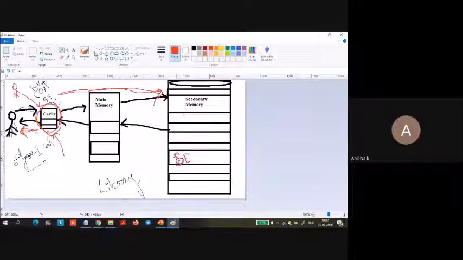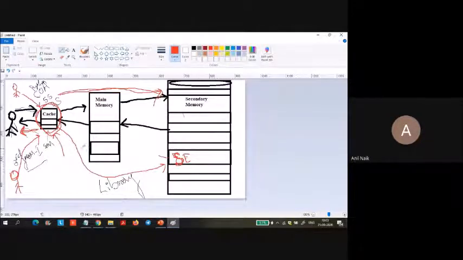Suppose Abhishek will come now. He's interested, in the first semester only, in going for some software engineering concepts. So Abhishek will come and issue a software engineering book, because software engineering is not available in the cache memory. So the librarian will go to these racks, then he will find the software engineering book.